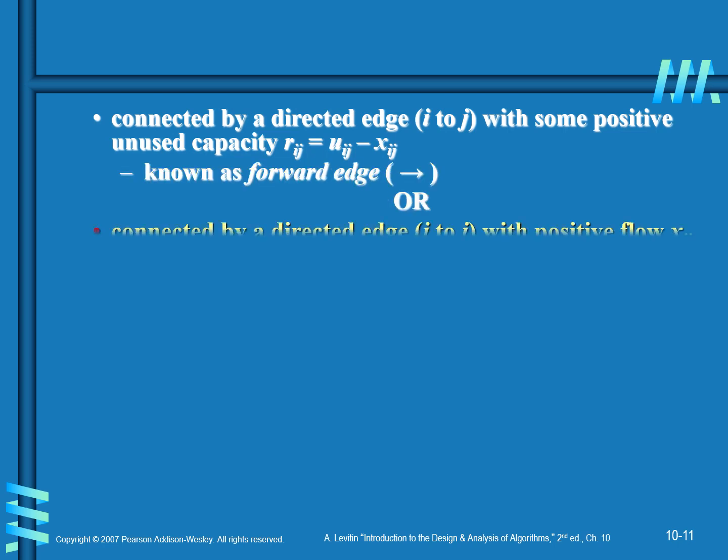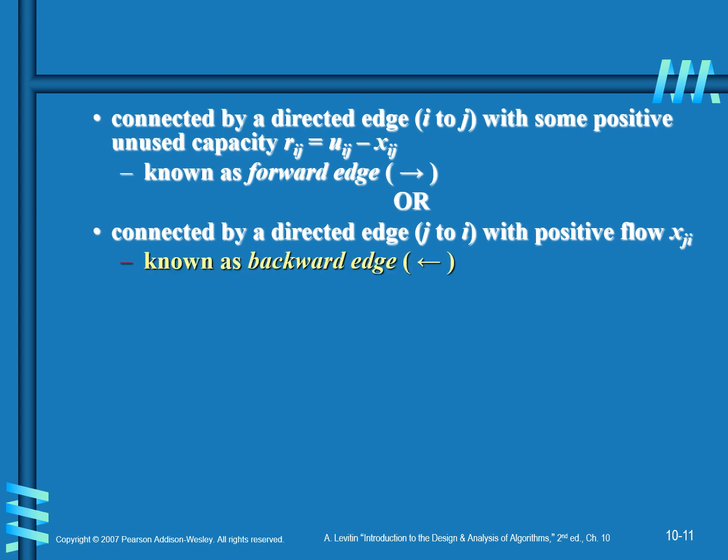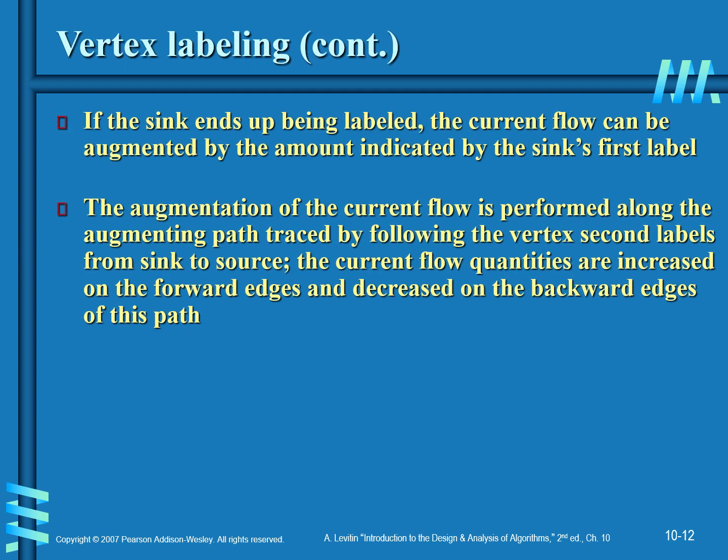So that is, I told you, for a forward edge you have to use the residual. For a backward edge, you have to use only the current flow. Once you have labeled all the forward edges and the backward edges, you have to check if the sink has been labeled. If the sink is labeled, which means you have found the shortest augmenting path, you are supposed to adjust the flow. So if the sink ends up being labeled, the current flow can be augmented by the amount indicated by the sink's first label.